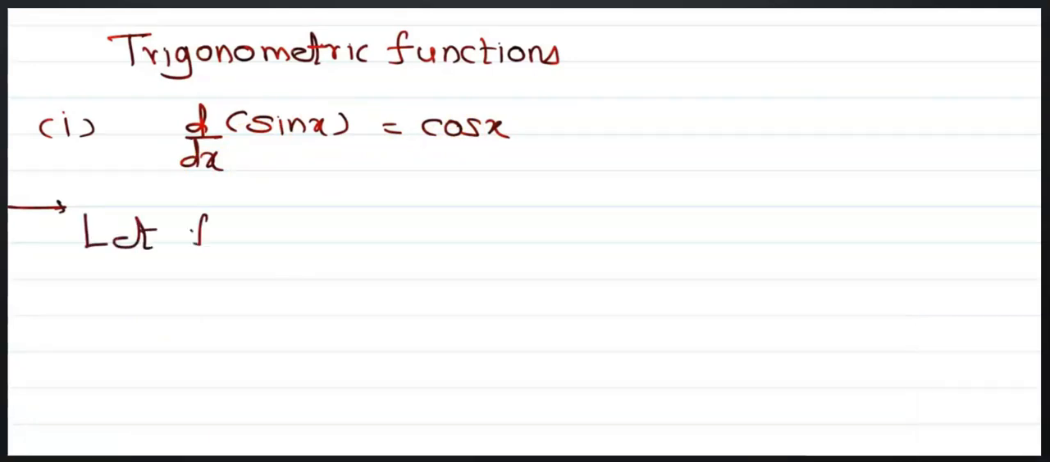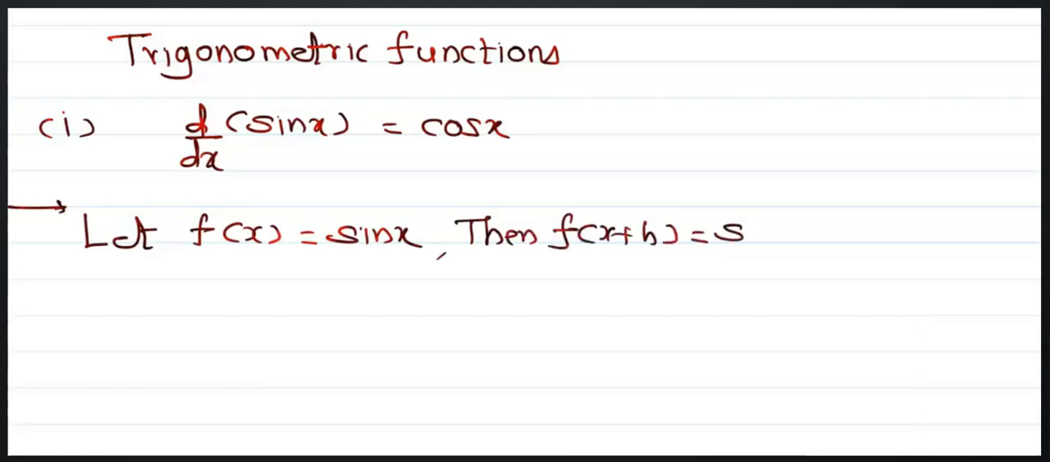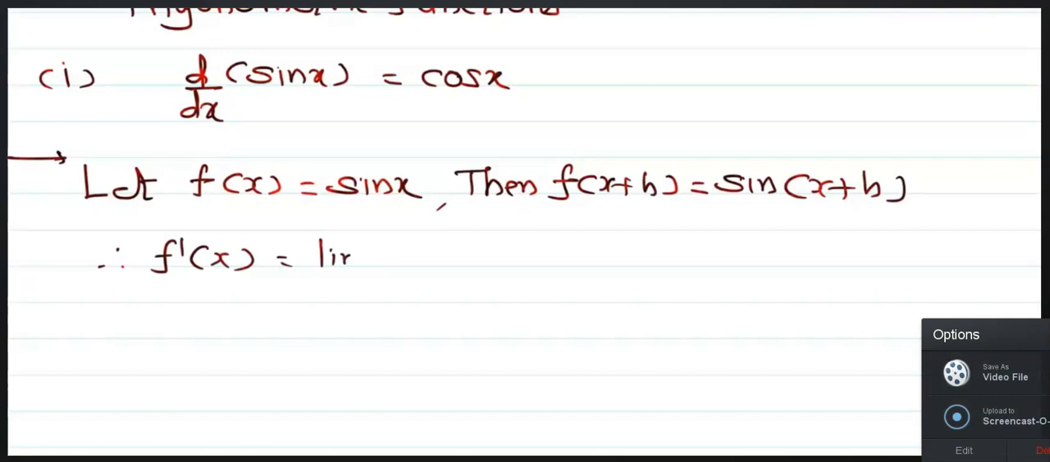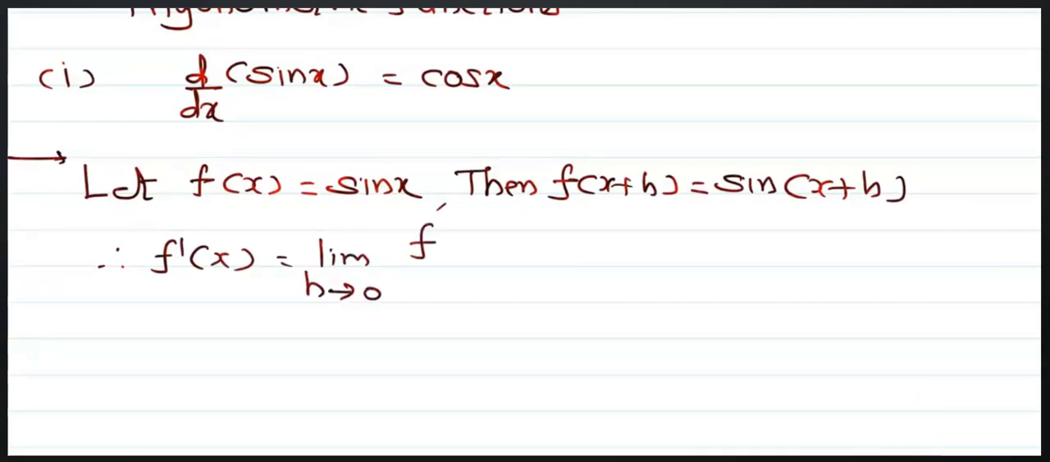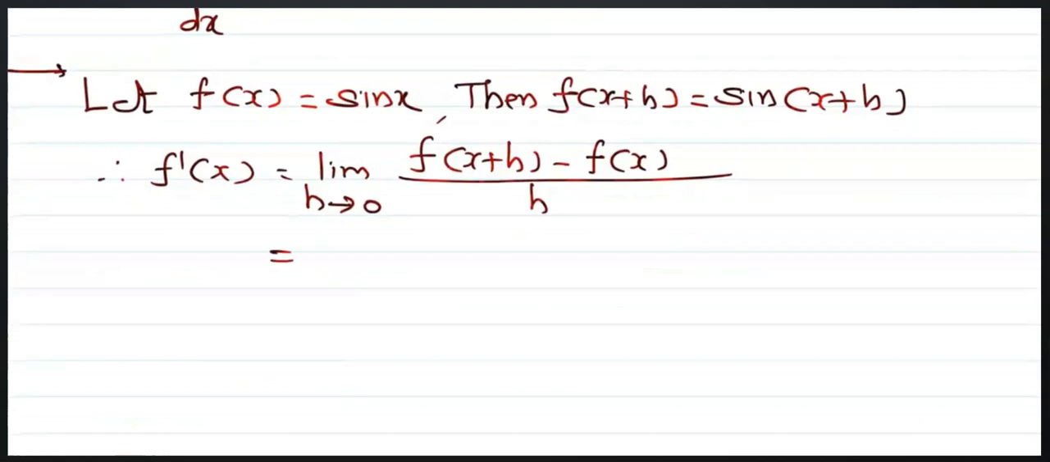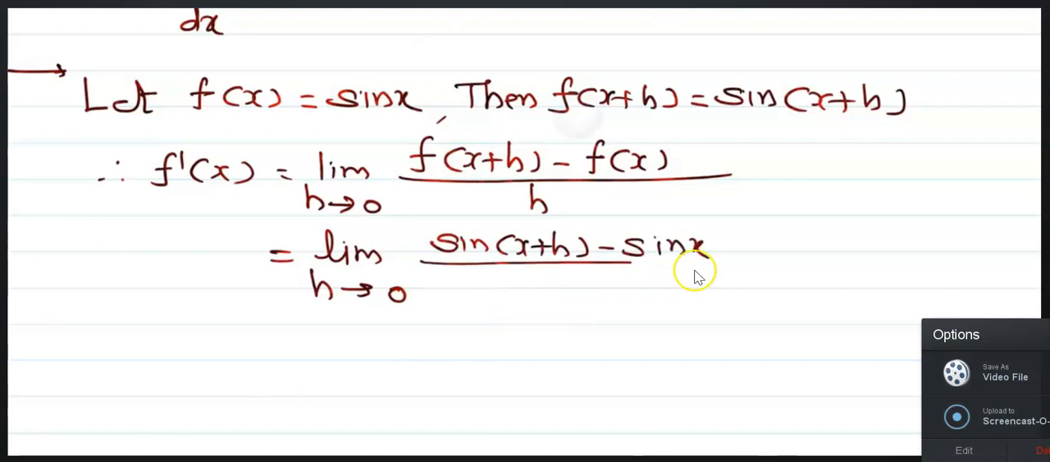Now see this. Let f of x is equals to sin x. Then what is f of x plus h? Sin of x plus h. Therefore what is f dash of x? f dash of x is equals to limit h tends to 0 f of x plus h minus f of x upon h. This is the definition, the definition of the first principle. And then we will substitute the values in it. That is limit h tends to 0 sin of x plus h minus sin x upon h.